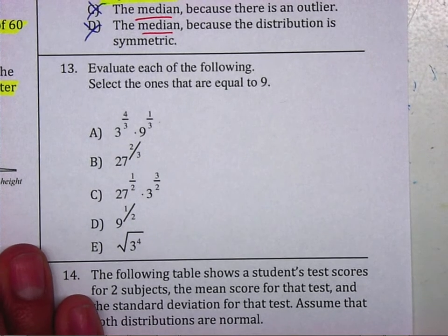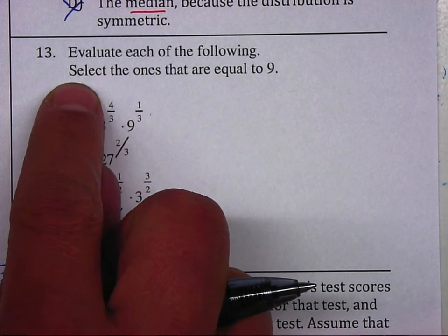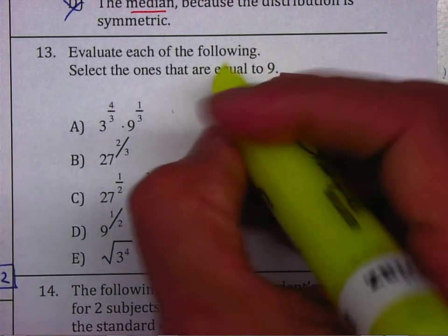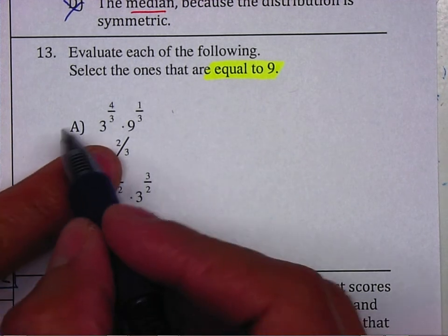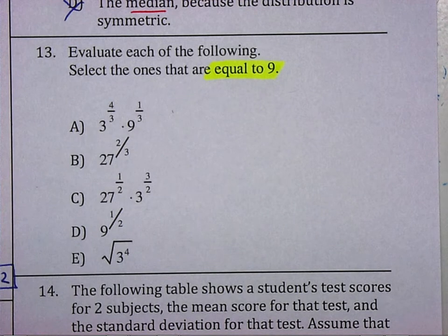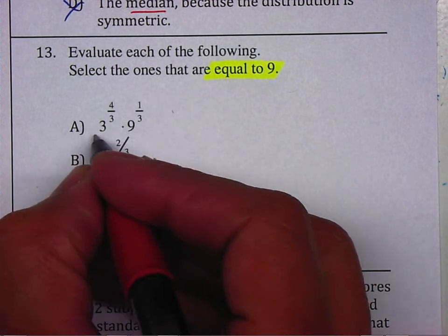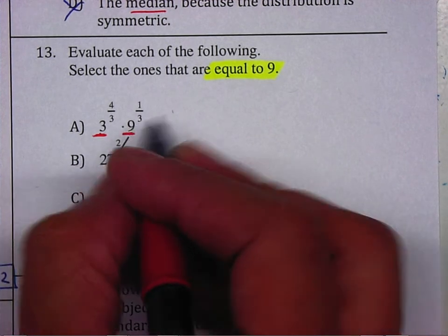Problem number 13. Evaluate each of the following and select the ones that are equal to 9. So I want it to be equal to 9. And this is the one that you guys are having difficulty on your tests, especially when you're simplifying letter A. So letter A, whenever you have different bases, I know that I can make them the same base. I can make the 9 a 3.